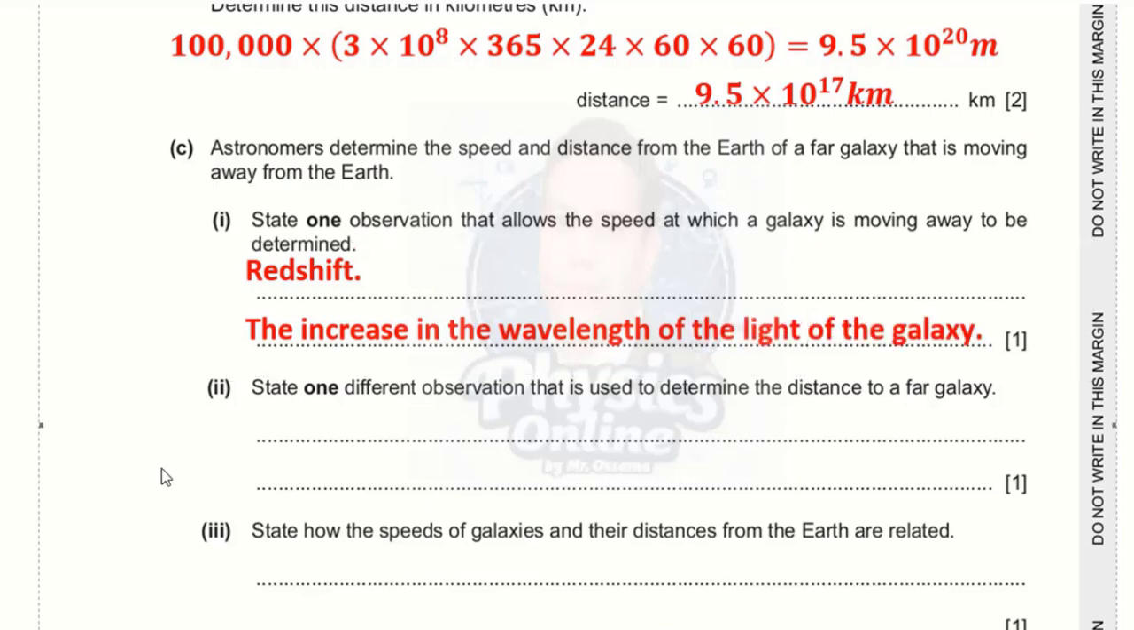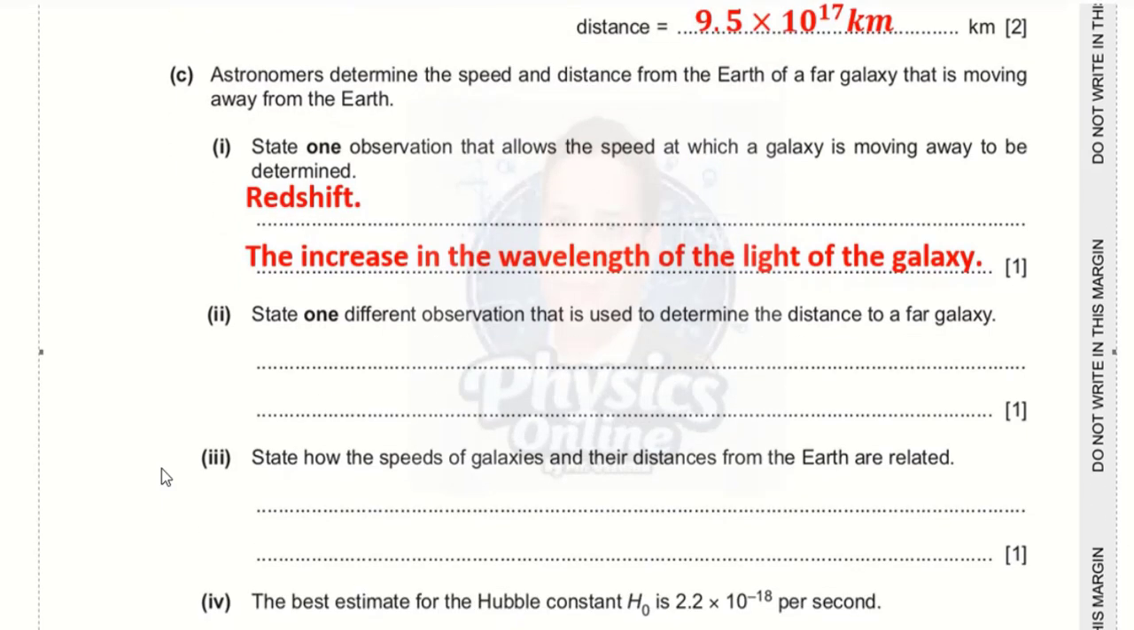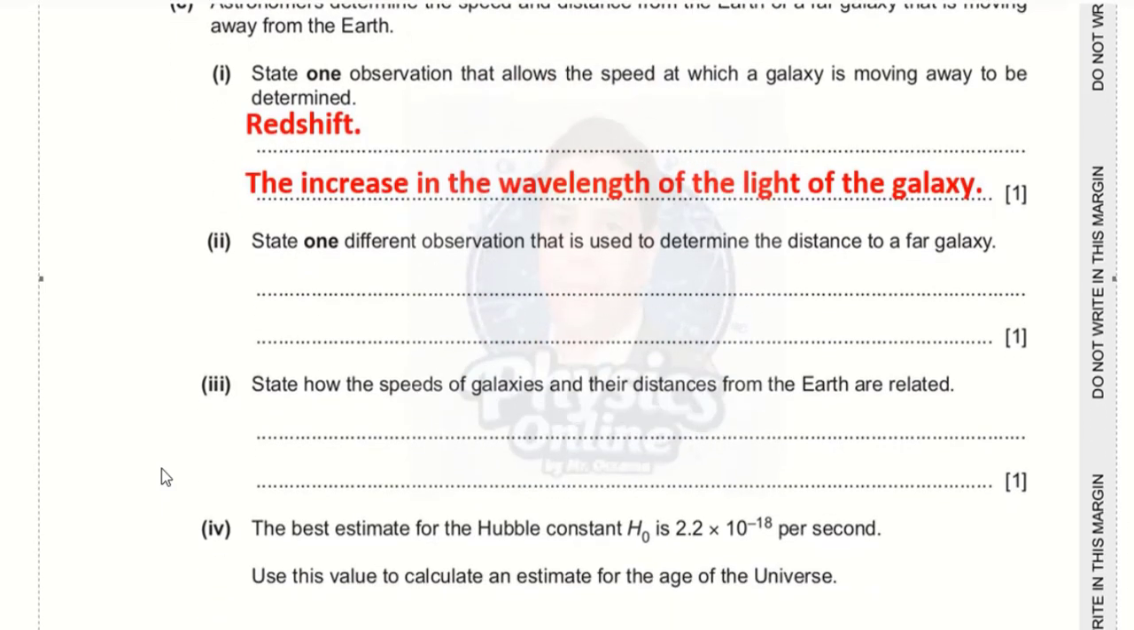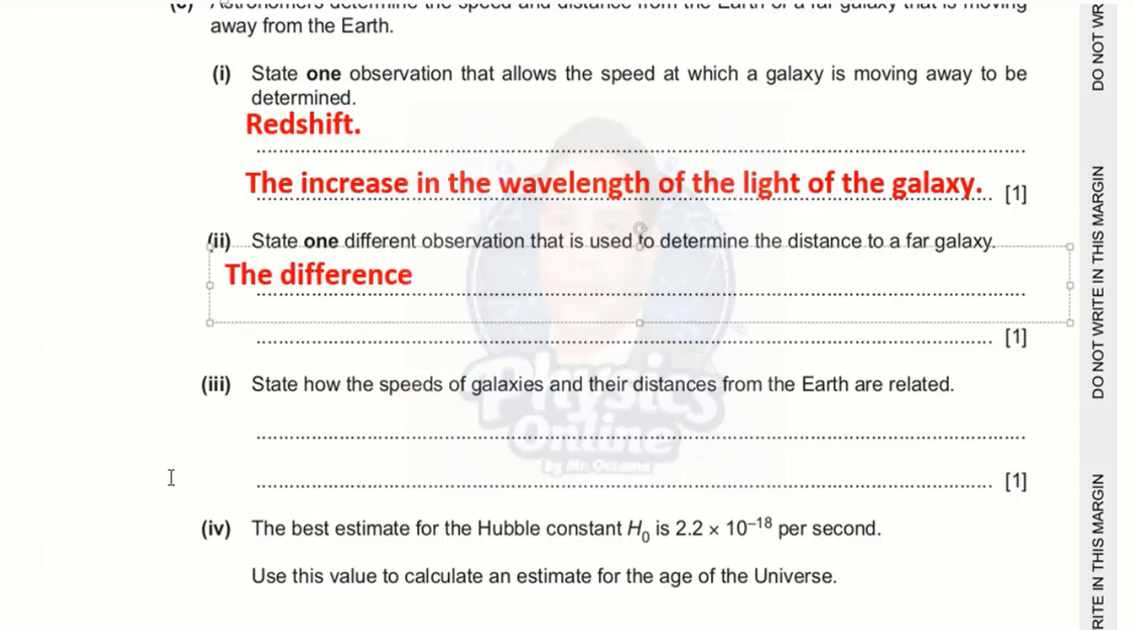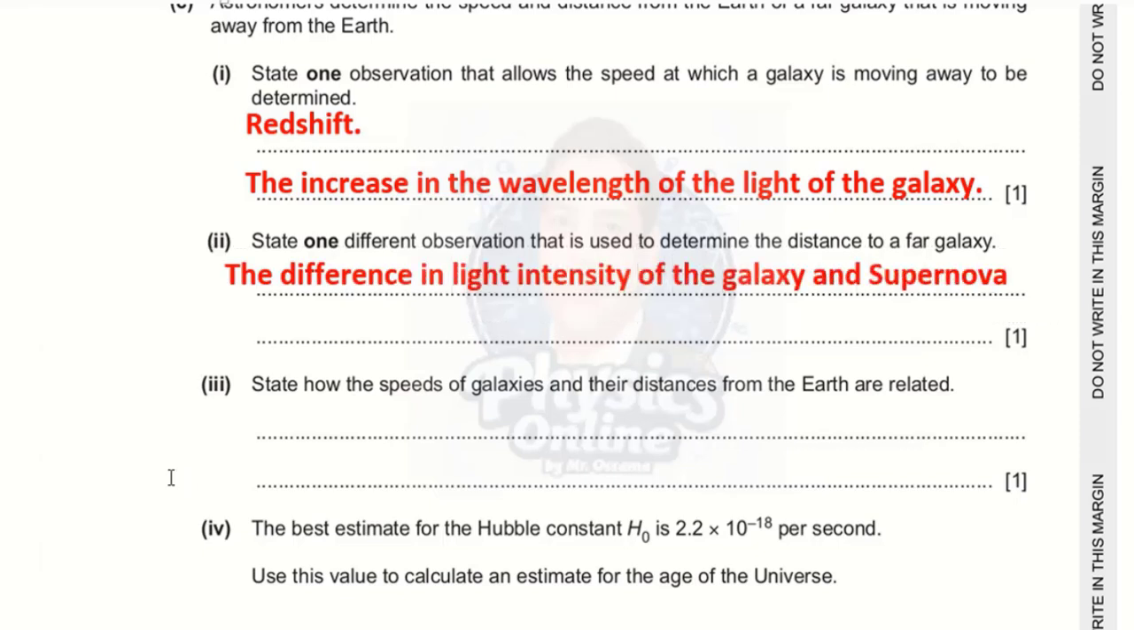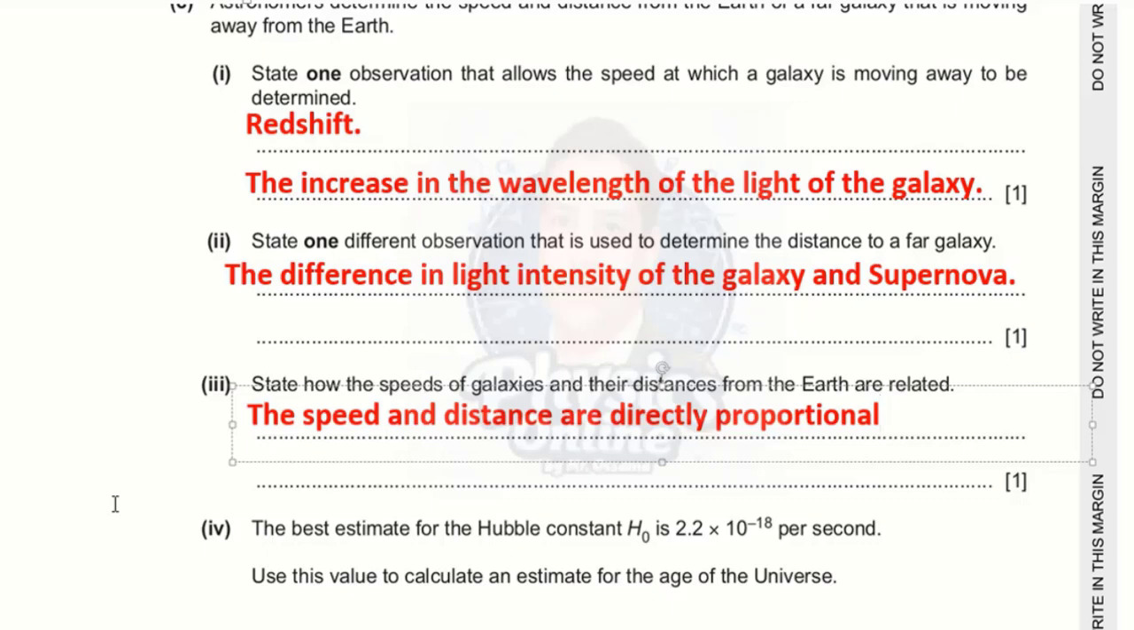State one different observation that is used to determine the distance to a far galaxy: the light intensity of the galaxy, or a supernova. State how the speeds of the galaxies and their distance from the Earth are related. Speed and distance are directly proportional, v proportional to d.